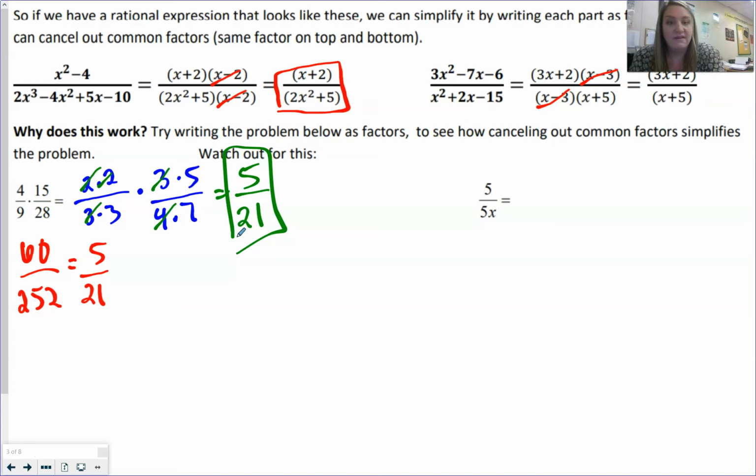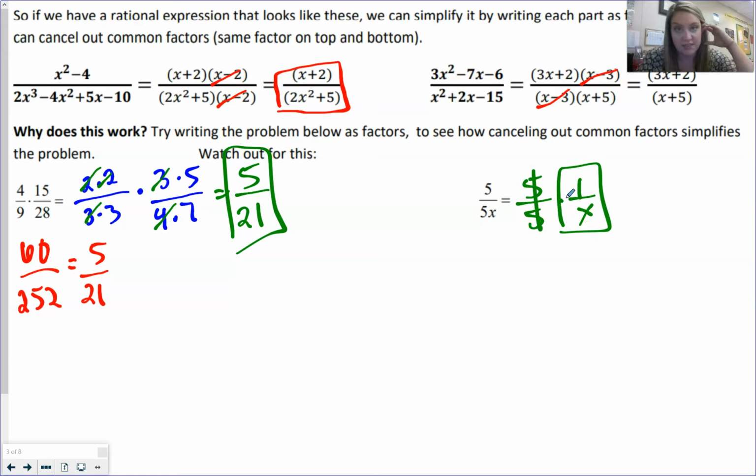Same thing with 5 over 5x. We have 5 and 5x. That's the same thing as having 5 over 5 and 1 over x. 5 over 5 can cancel, and we're left with just 1 over x. So canceling out common terms is essentially how we simplify fractions. You've been doing it this whole time. You just didn't know you were doing it.